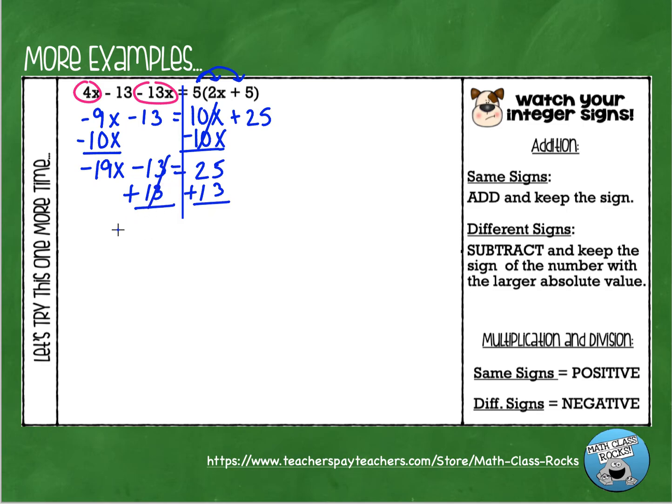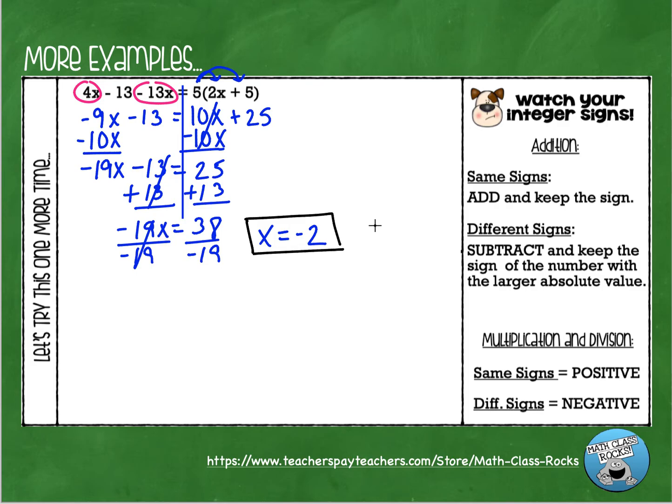And that's going to leave me with negative 19x on the left side, and I'm going to have 38 on the right side. Finally, I'm going to divide each side by negative 19, and that's going to leave me with x equals negative 2. All right, now we have to check, right? It's very important that we check our answers so that we know we didn't make a mistake somewhere.